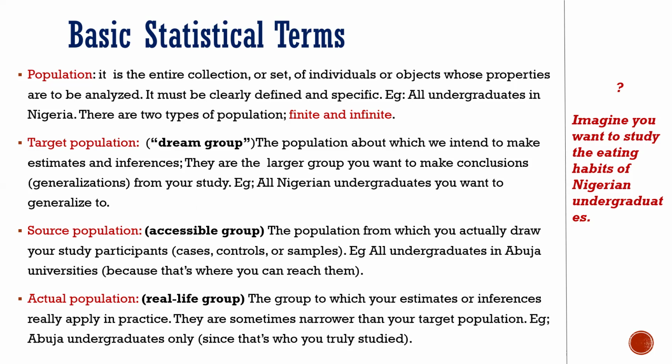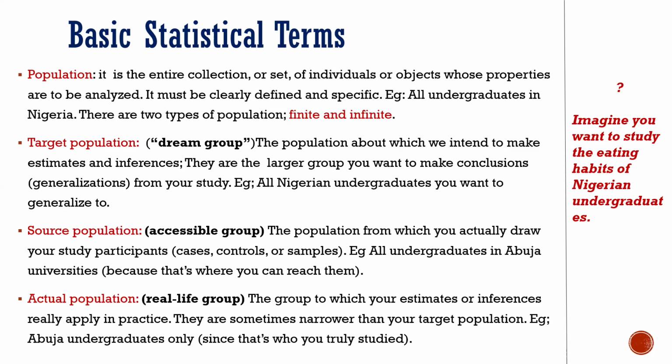So they are sometimes narrower than your target population. Example, like I said, I mentioned Lagos undergraduates before, but here, Abuja undergraduates only, since that's who you are truly studying. So they are the ones that your inferences or your decisions actually apply to in real life, because they're the ones that you studied.